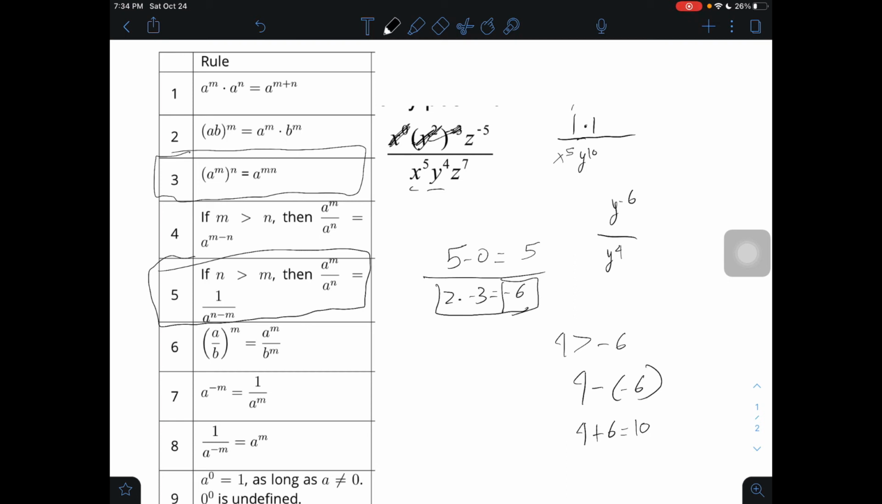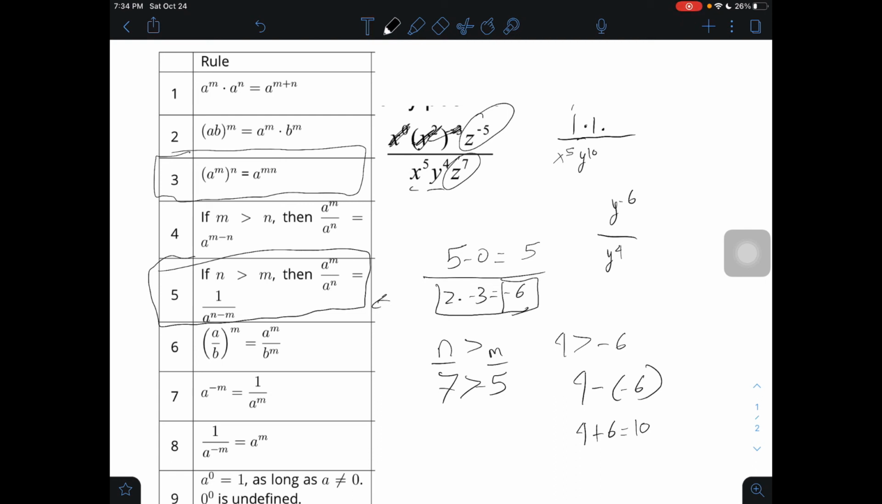Now, we're going to focus on our z's. Again, we should see if z satisfies rule number 5. If m is our numerator and n is our denominator, 7 is greater than negative 5, and we can write that down here. We know 7 was in our denominator, and our denominator is represented by n, the exponent in our denominator. Negative 5 was in our numerator, and the exponent in the numerator is represented by m. So if n is greater than m, we would use rule number 5.